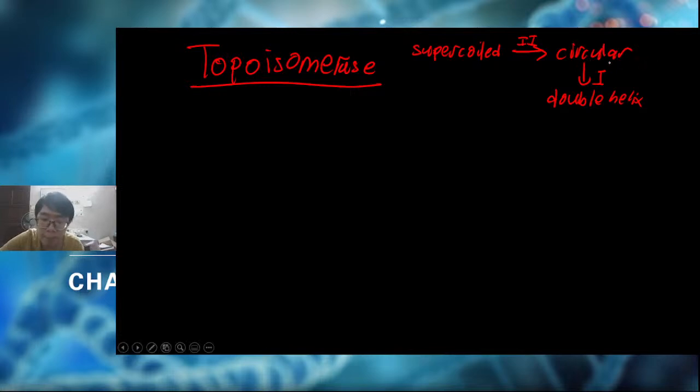So yang paling penting dia adalah untuk relax punya. So if you know that circular DNA, dia macam ni. I just use the yang dia macam ni kan. Tak. Dia macam ni. So if you see that, macam ni lah.